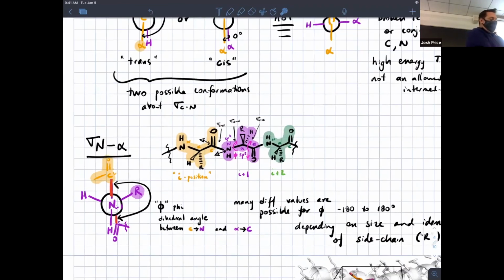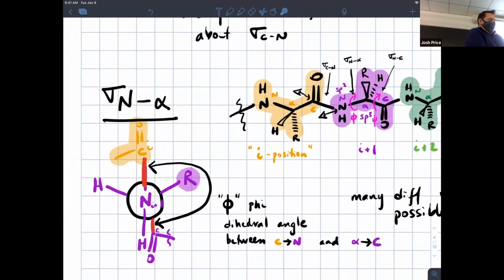And you might imagine that the preferred dihedral angle is going to depend on the identity and size of this side chain. Right now, I have it where carbonyl carbon is anti to the next carbonyl carbon. But if this R group is big and this gauche interaction is unfavorable, you might choose another dihedral angle.